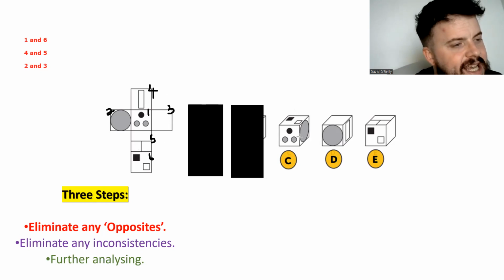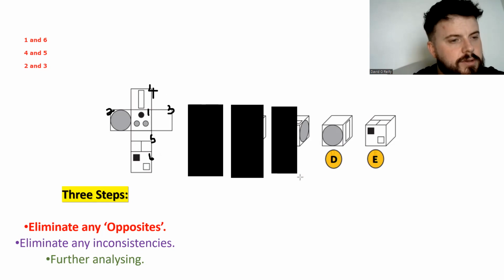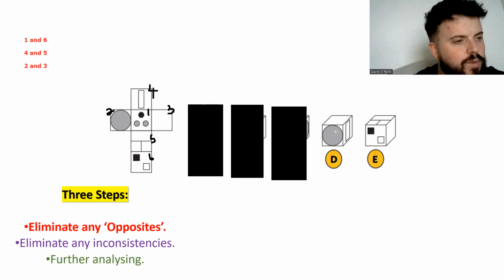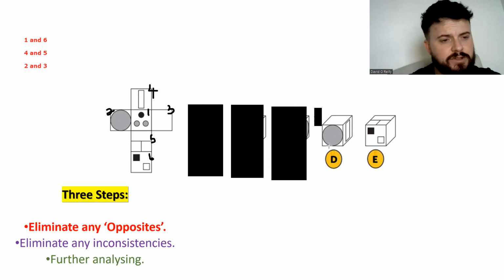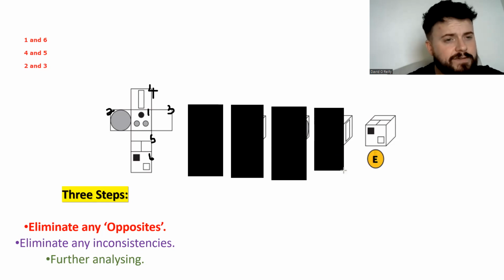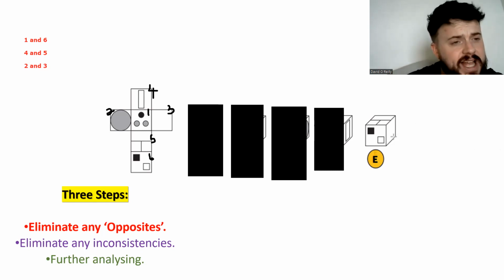Let's look at C. Does C have any opposites? Yes, it does. We've got 1 and 6. 1 with the 3 circles and 6 with 2 squares. They should be opposite each other and they are not. In D, we've got 2 and 3. We've got the grey circle and the white blank space. Okay, they should be opposite each other, not next to each other. So these are wrong. And we have left ourselves with an answer, 1 option. We know it must be correct. It must be E. E doesn't have any opposites.